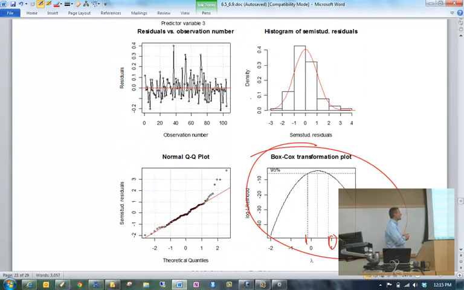Here's a histogram of the semi-studentized residuals and a QQ plot as well. It looks like we might have some deviation here on the right-hand side of the distribution. So we might want to consider, again, transformations.